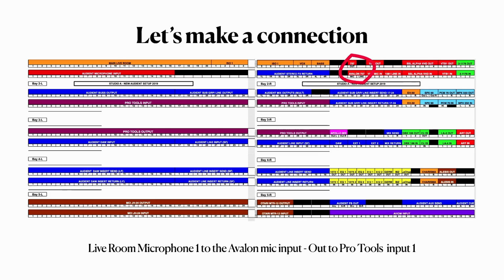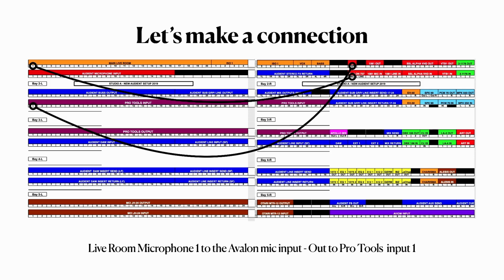Okay, it's right over here. So we're going to take a cable and we're going to plug microphone number 1 into the mic input on the Avalon 737. We're going to take the Avalon 737 out and run it into the Pro Tools input. Essentially, all we did with this is we broke the normal on number 1. So now it's not going to number 1.